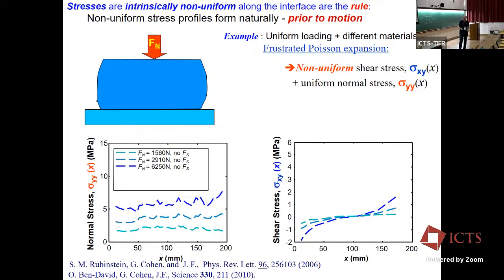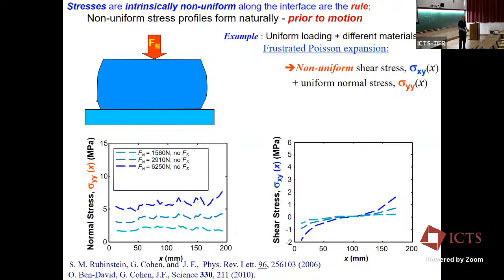And actually we're not even pushing this. There's no external force being applied to this system. What's going on here? You can tell by this cartoon. The ends of this thing are pinned by friction. It's not letting the edges slip.